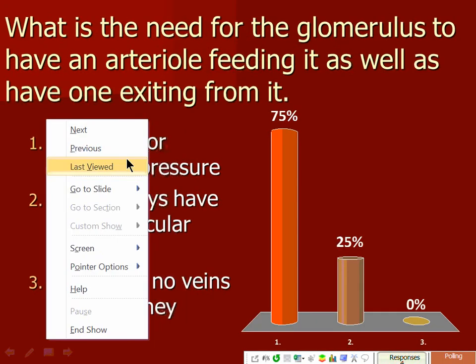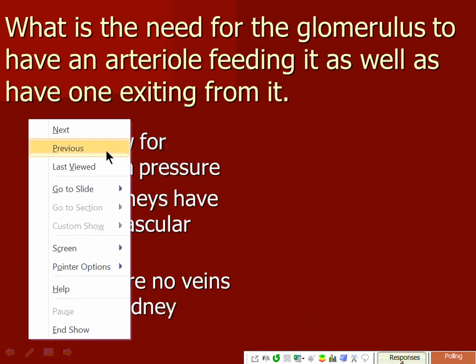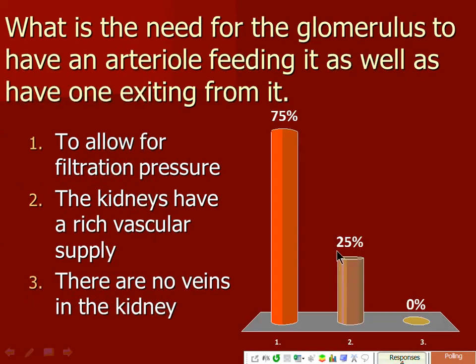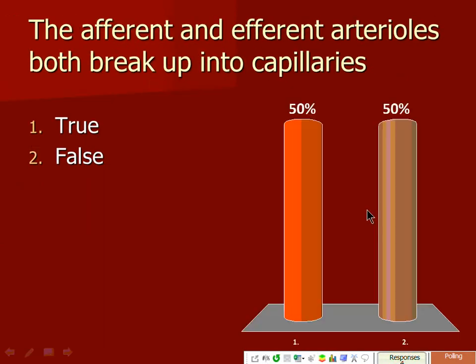Remember, the afferent arteriole broke up into a capillary plexus called the glomerulus. So that was the first one. And the efferent arteriole also broke up into a capillary plexus called the peritubular capillaries here, or here too, only the name was different. It was called vasa recta. So both of them break up into capillary plexuses. So this is a true statement.